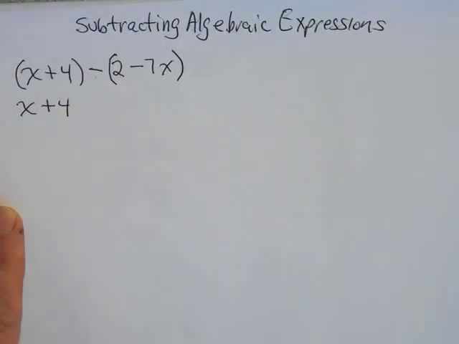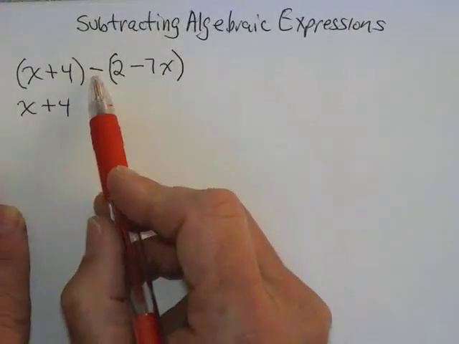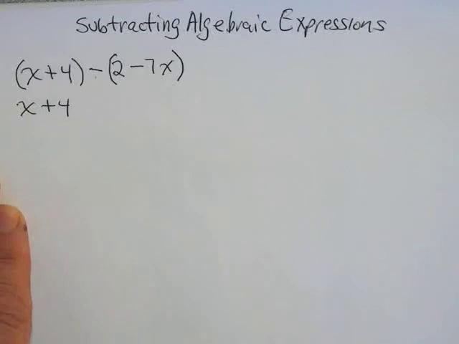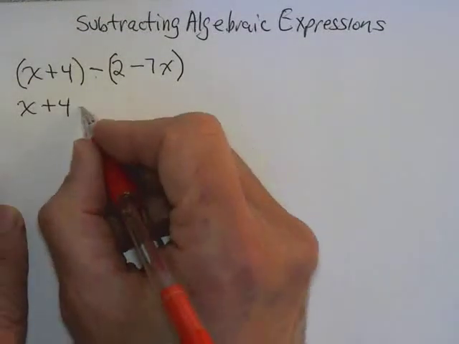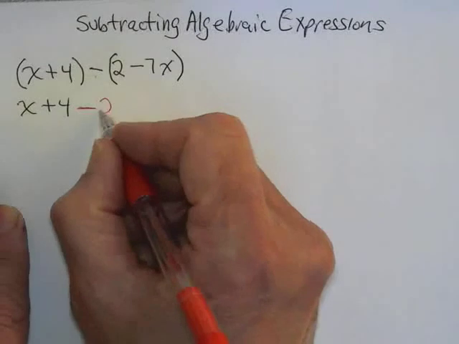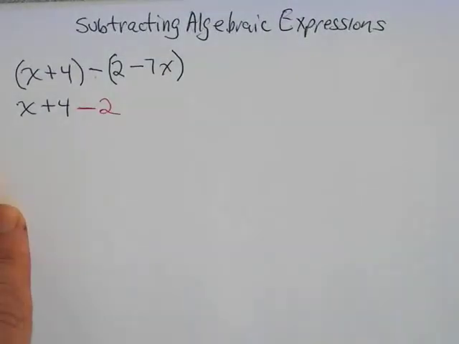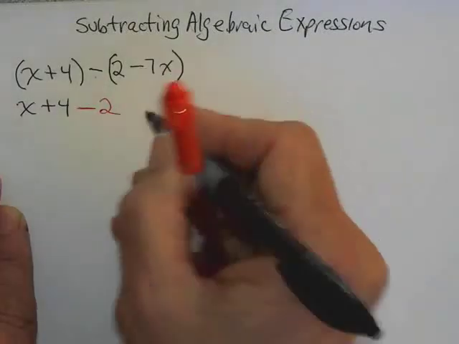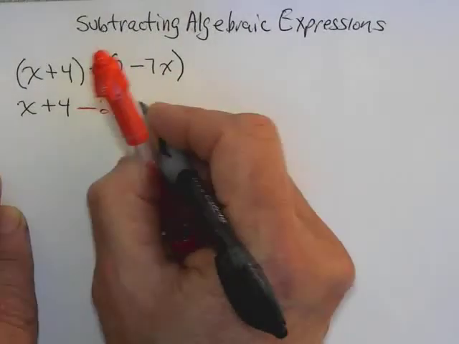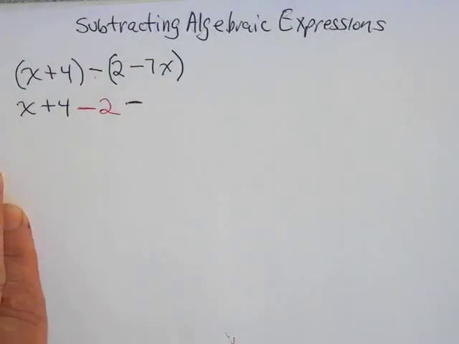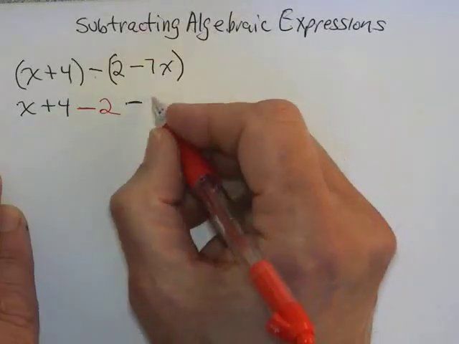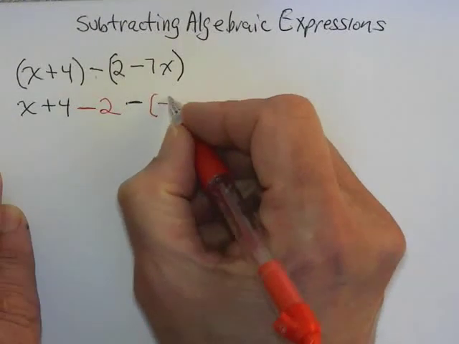But what I'm now going to do is I'm going to rewrite this. I'm going to take this symbol and I'm going to distribute it to the 2. And basically what I'm saying is I want the opposite of 2, which is going to be minus 2 or negative 2. Like I said, there's lots of ways of thinking about this. This symbol is going to stay the same. I'm going to leave it right in place. But now I want the opposite of 7x, which of course is negative 7x.